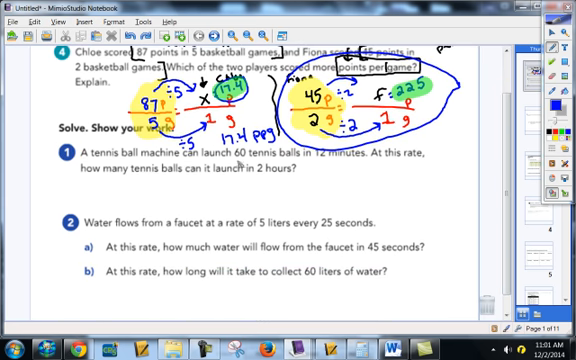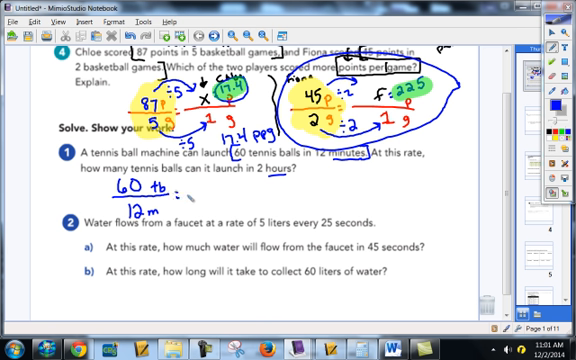Okay? So, a tennis ball machine can launch 60 tennis balls in 12 minutes. That would be our fake ratio. At this rate, how many tennis balls can it launch in 2 hours? So we've got to do some work here, because I see minutes there and I see hours there. So first thing I'm going to do is get this written here. I'm going to say, okay, 60 tennis balls in 12 minutes.